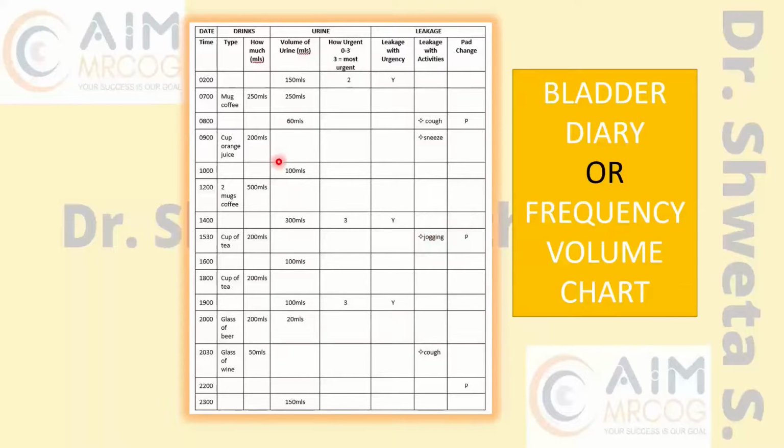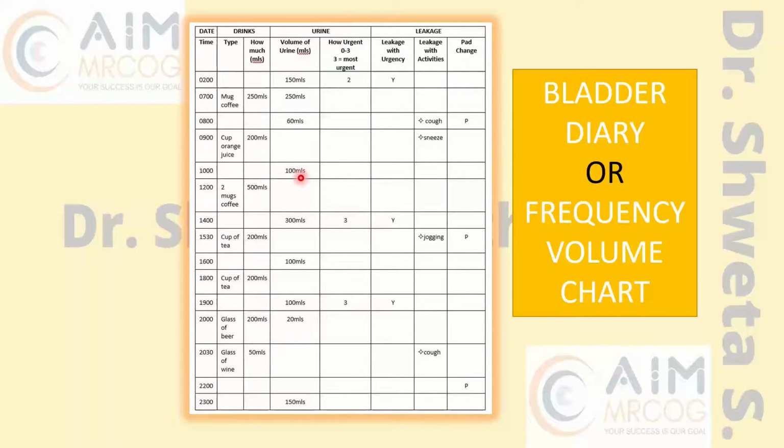So this is how the bladder diary looks like. They give the women the bladder diary, which is like this chart where she will be filling up how much amount of liquid, the drink she's taking, at what time, what volume of urine she's passing, which she will measure, and how urgent it is. Was there any urgency? Was there any leak with urgency, which will tell you about urge incontinence? Was there any leak with activity like coughing, sneezing, lifting heavy weight, which will tell you about the stress urinary incontinence? And if she's using any pad, does she have to change the pad? This is how the bladder diary looks like.